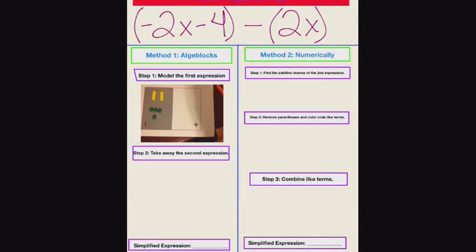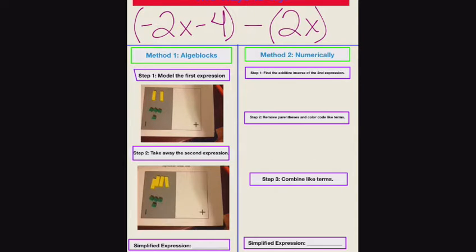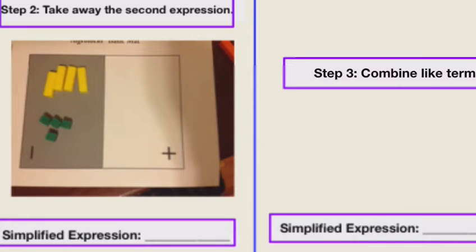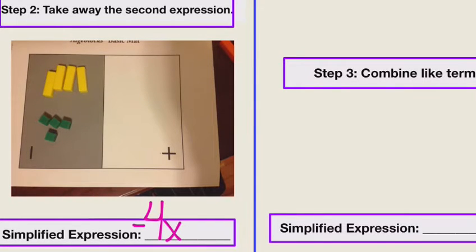Okay, so this is our simplified expression. Go ahead and take a picture and drop that into GoodNotes. Okay. And we're going to go ahead and write our simplified expression, which is negative 4x minus 4.